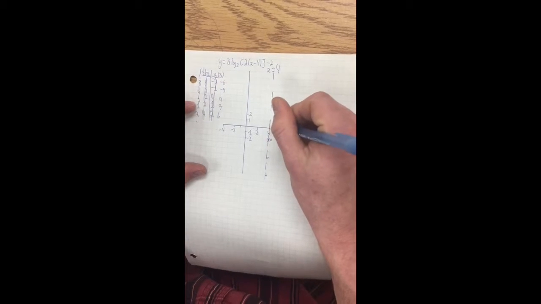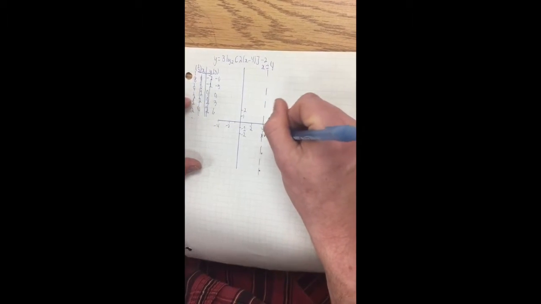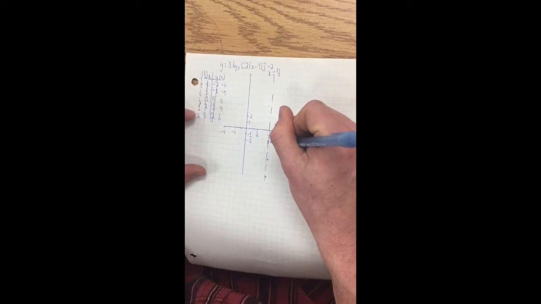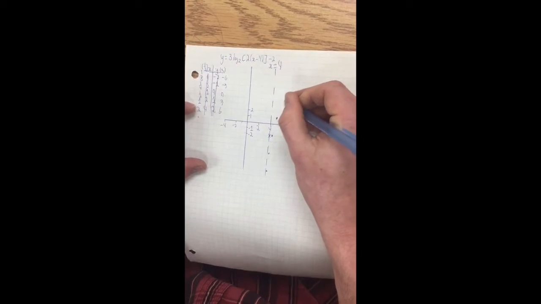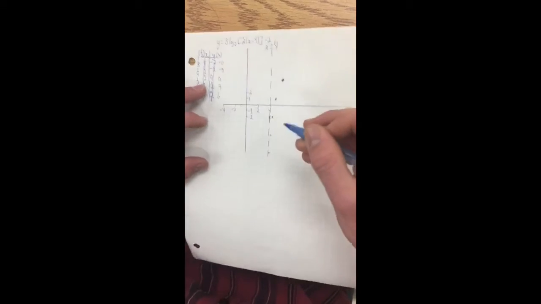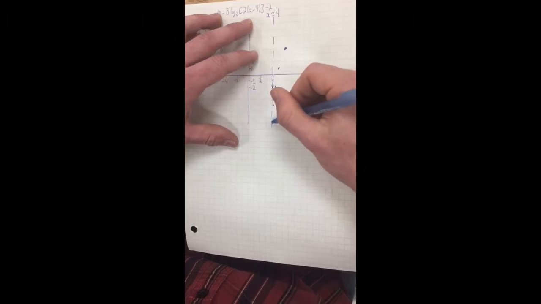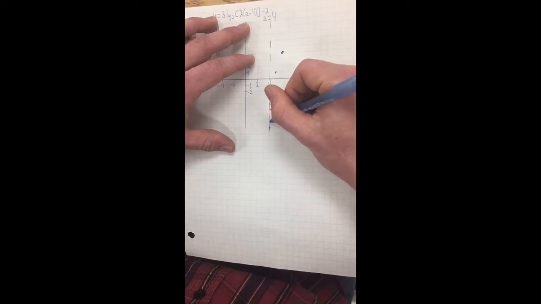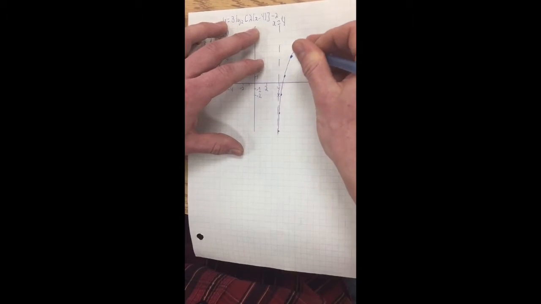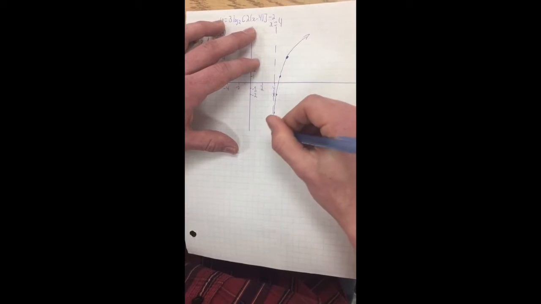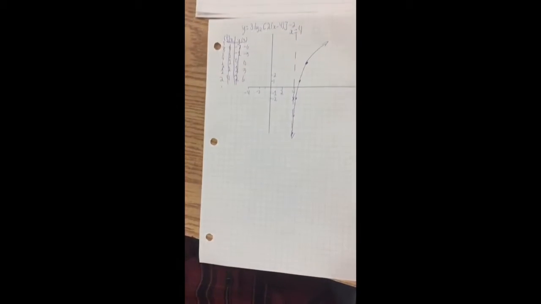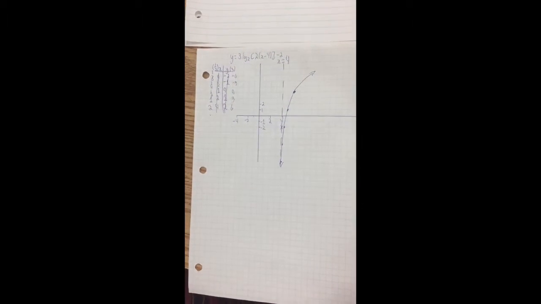1, we move up 3, and we move over 2, and we move up 1, 2, 3, 4, 5, 6. So now we have our dots plotted, and we can now just connect the dots. Make sure you add your arrows onto your end, and that's our function graphed.